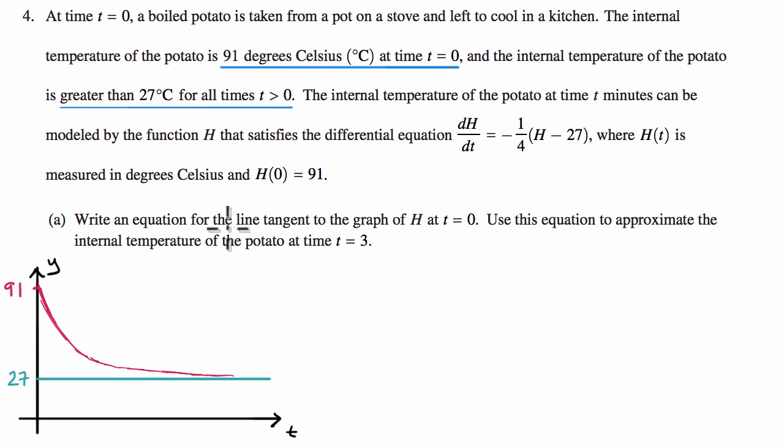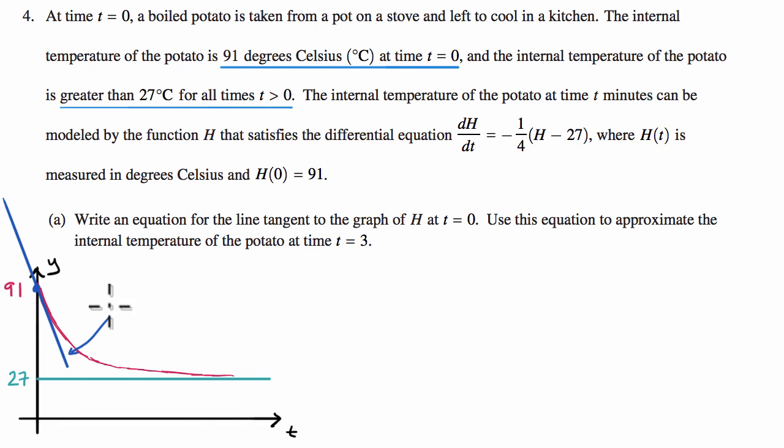Write an equation for the line tangent to the graph of h at t equals 0. Use this equation to approximate the internal temperature of the potato at time t equals 3. So what are we going to do? Well, we're going to think about what's going on at time t equals 0, right over here. We want the equation of the tangent line, which might look something like this at t equals 0.